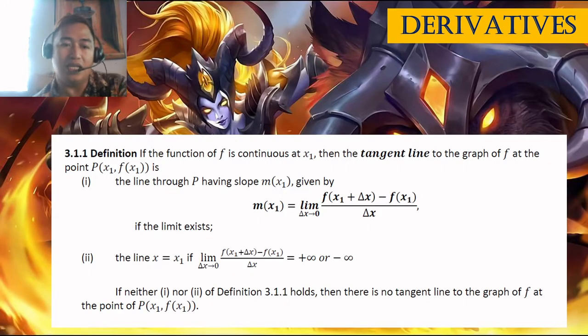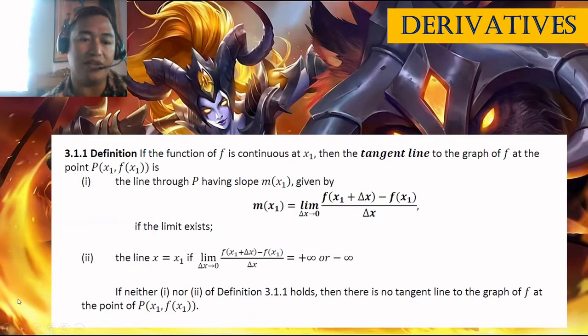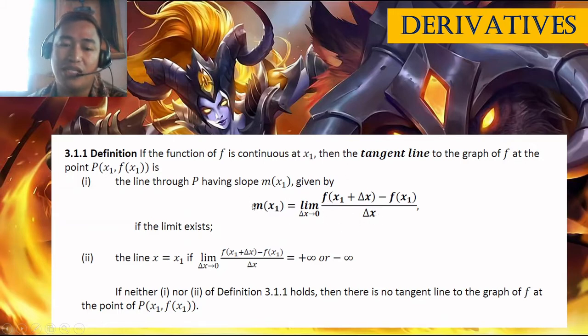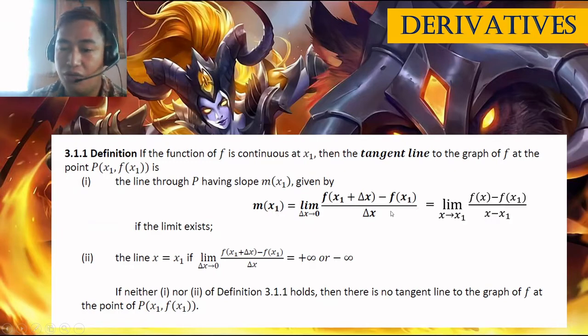A tangent line. If the function f is continuous at x sub 1, then the tangent line to the graph of f at the point P(x1, f of x sub 1), the ordered pair, is the line through P having the slope m of x sub 1 given by this formula. That was the formula earlier, class. So if PQ, then m of x sub 1 is equal to the limit of f of x minus f of x sub 1 over x minus x sub 1 as x approaches x sub 1, or as delta x approaches 0, if the limit exists.